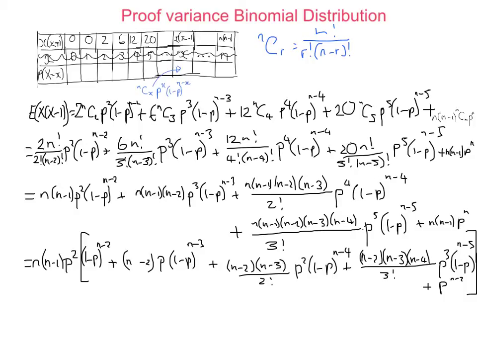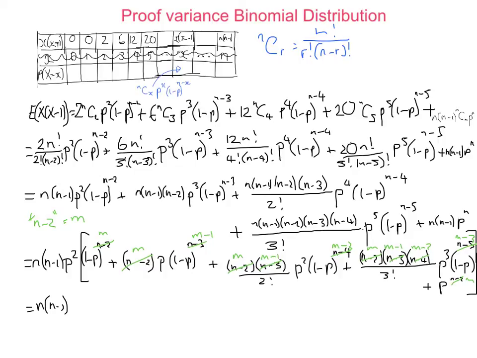Okay, now I'm going to employ the same trick that I used with the mean. I'm going to change my n minus 2's to m's, just in this square bracket so we can see what's going on. So this is an m, this is an m, this is an m minus 1, this is m minus 1, this is m minus 2, this is m minus 1, m minus 2, and m minus 3, and then on the end there, m. Now, running out of room a little bit, so I'm just going to hope you can see the same trick as we used in the mean.